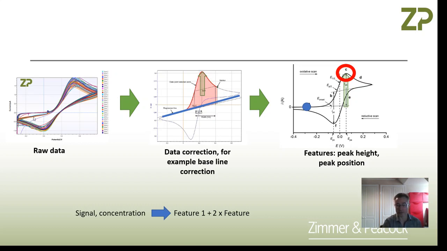Cyclic voltammetry basically gives us raw signal. So we have a raw signal from a set of experiments, and we might have been changing a parameter like concentration, or the changing parameter could be time, for example. But we have a series of raw data, and we might have to correct that raw data. In the case of cyclic voltammetry, we might want to measure the height of a peak relative to a baseline.